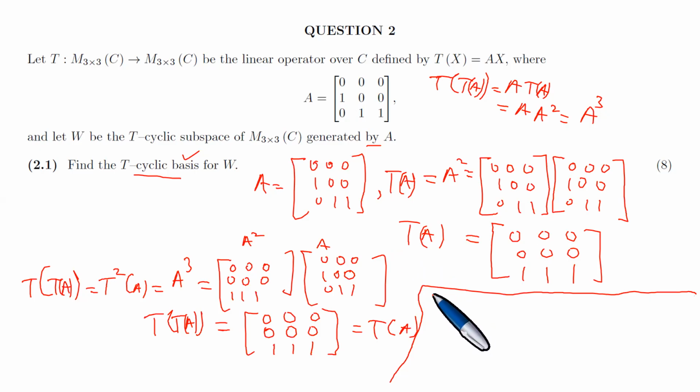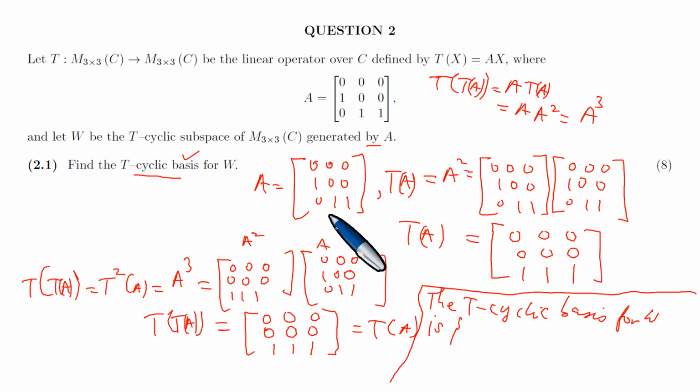Right. So the T-cyclic basis for W, what is the T-cyclic basis for W? The T-cyclic basis for W generated by the matrix A. We started with the matrix A, but TA then also came into the picture. Then we tried to get T squared, but T squared is the same as TA. So in other words, we stop at TA. So the T-cyclic basis consists of these two elements.